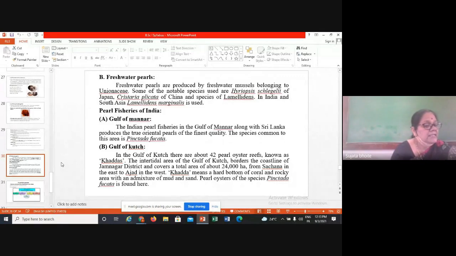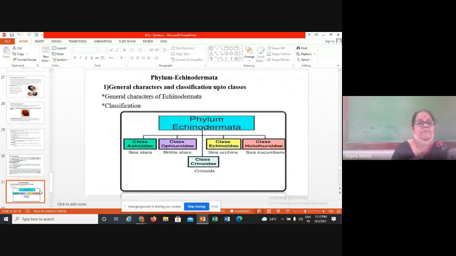The next point is the phylum Echinodermata, its general characters and classification. The first point is the general characters of Echinodermata. The second point is the classification. The phylum Echinodermata is divided into 5 classes. The first class is Asteroidea, the second class is Ophiuroidea, the third class is Echinoidea, the fourth class is Holothuroidea, and the fifth class is Crinoidea.